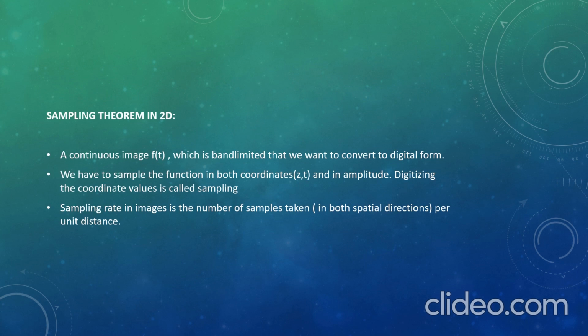A continuous image f of t, which is band limited, can be converted into digital form. For that, we have to sample the function in both coordinates z and t, and in amplitude. This digitizing of coordinate values is called sampling.